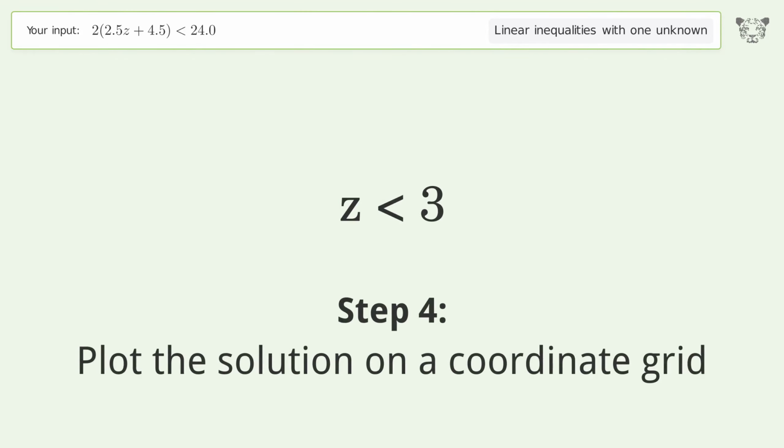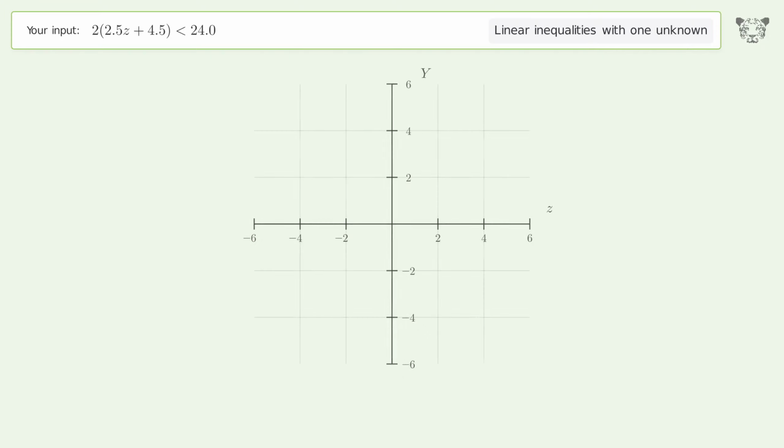Plot the solution on a coordinate grid. And so the final result is z smaller than 3.